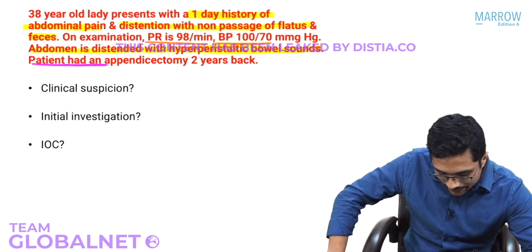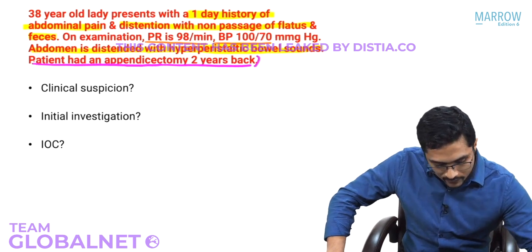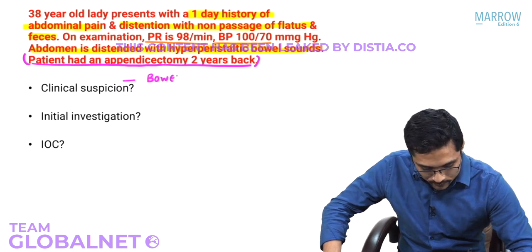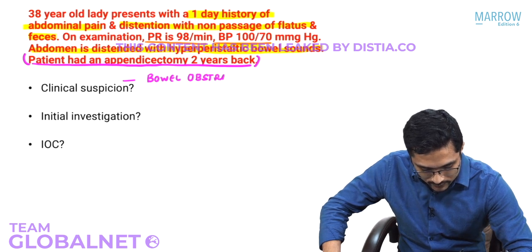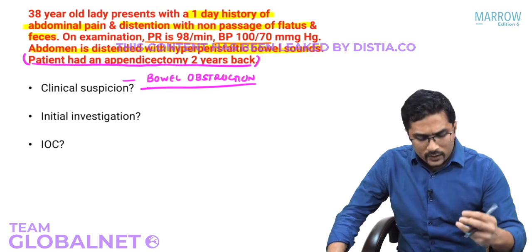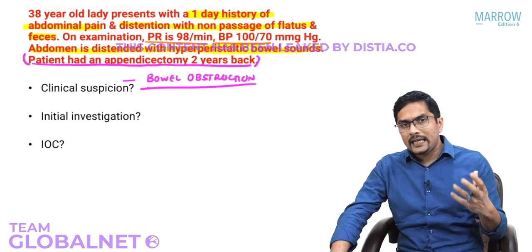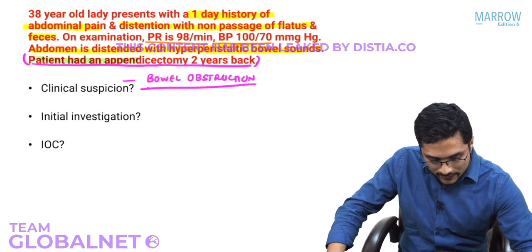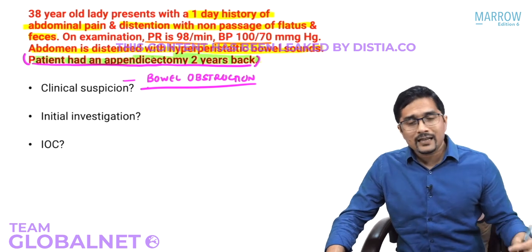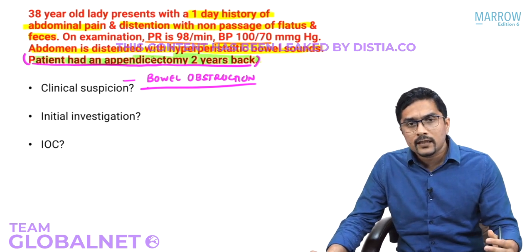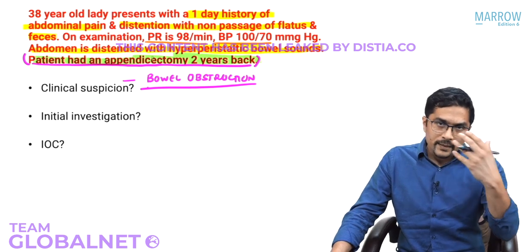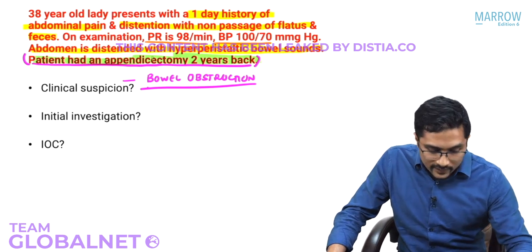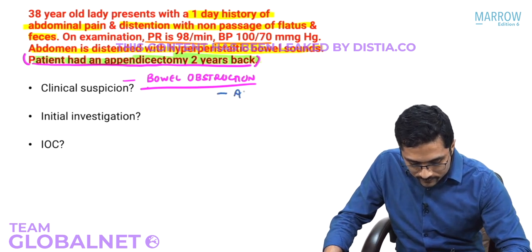Now, patient had an appendicectomy 2 years back. So what is your clinical suspicion? Well, I know for a fact that the patient has bowel obstruction because all the clinical features are there. But what is the cause of this bowel obstruction? Can we get a hint from the question? Well, the hint is that the patient had an appendicectomy 2 years back. And after any abdominal surgery, if the patient is coming back with bowel obstruction, the first thing which you should think about is adhesive bowel obstruction.